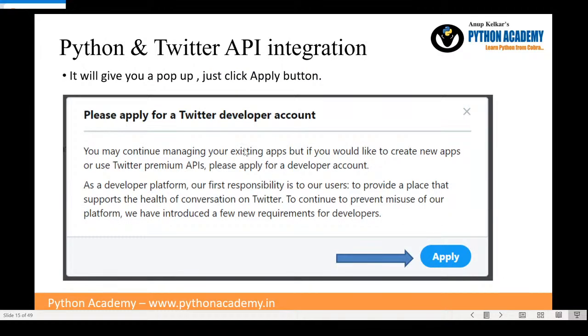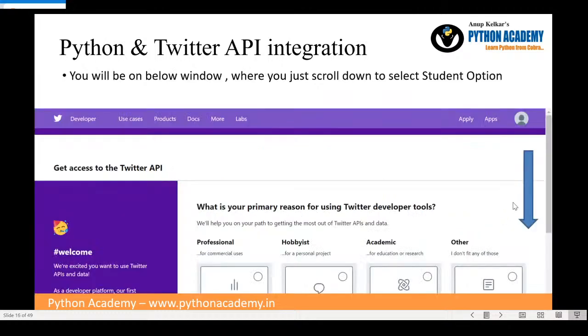It will ask you to apply for a Twitter developer account. It is a pop-up, or maybe because some of the versions may be lower or higher, there will be an apply button which you just click on. Once you click on apply, it opens another window which says get access to the Twitter API and asks what the primary reason is for using this Twitter developer tool.